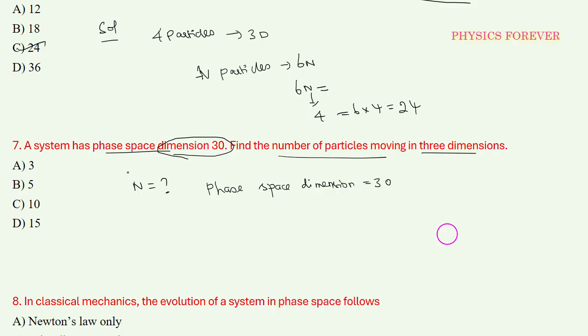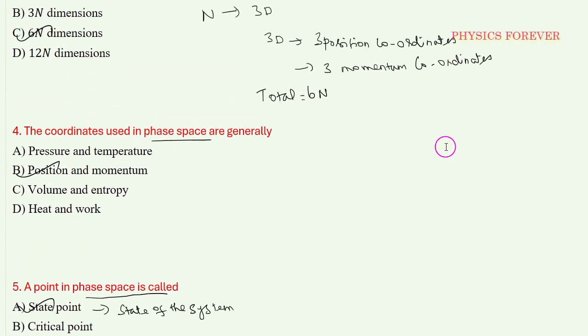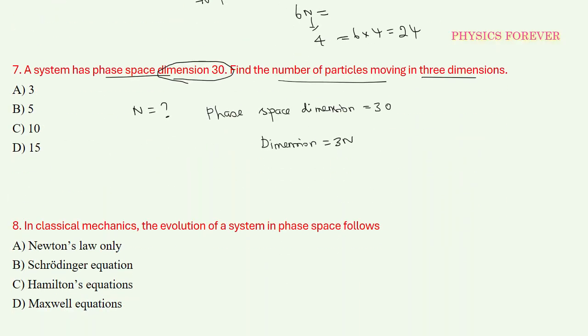Here the particles are moving in 3 dimensions, and for that the phase space dimension is 6n. So most important: we put 6n equal to 30, then n is equal to 30 by 6, then we get 5. Option B is correct. I hope you understand.